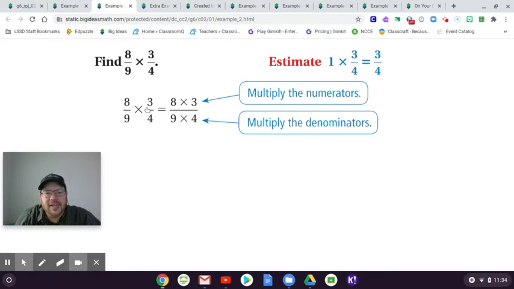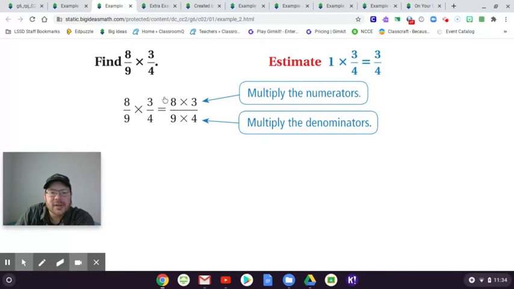So now I could do 8 times 3 is 24, and 9 times 4 is 36. So I could say it's 24 over 36. Here's where multiplying fractions is different than adding or subtracting. When you multiply, a lot of times you'll have to simplify big numbers. So here's a shortcut. Instead of saying 24 over 36 and having to simplify it, you can simplify it right from here.